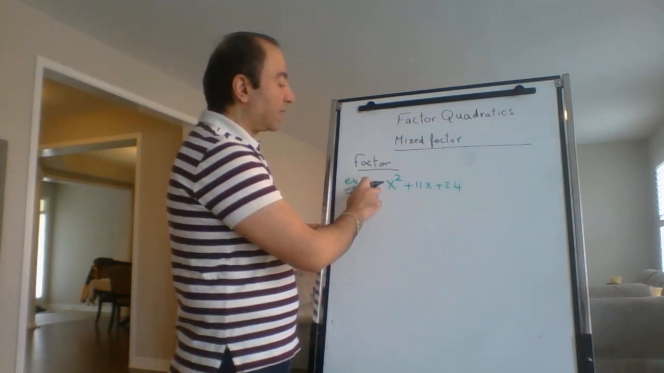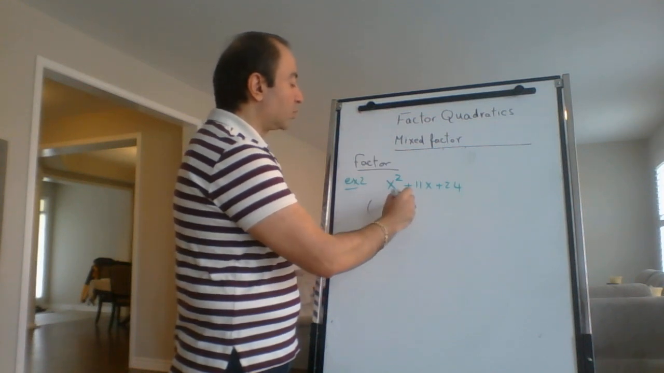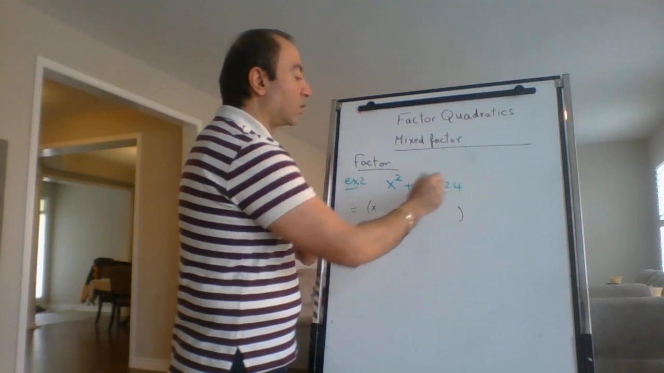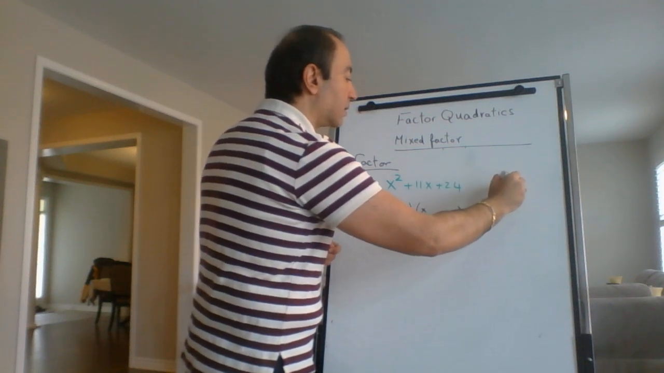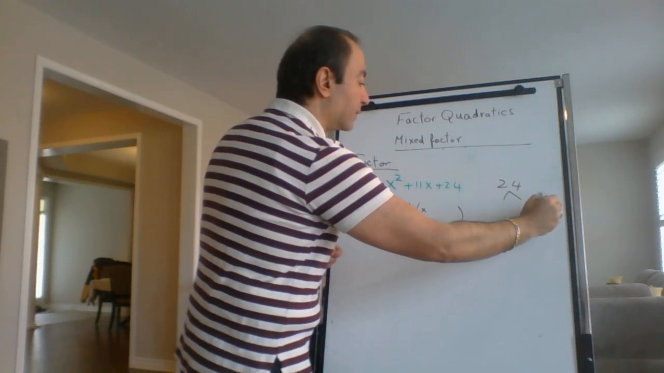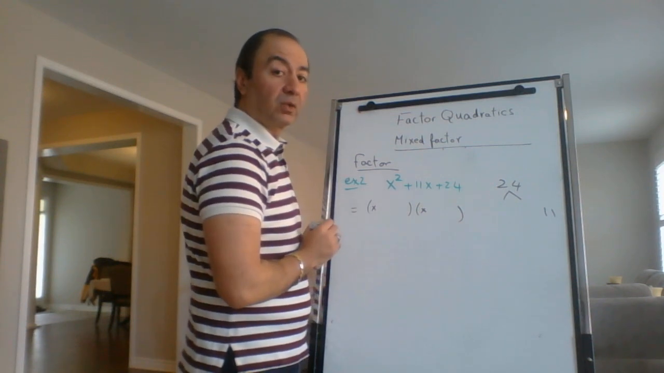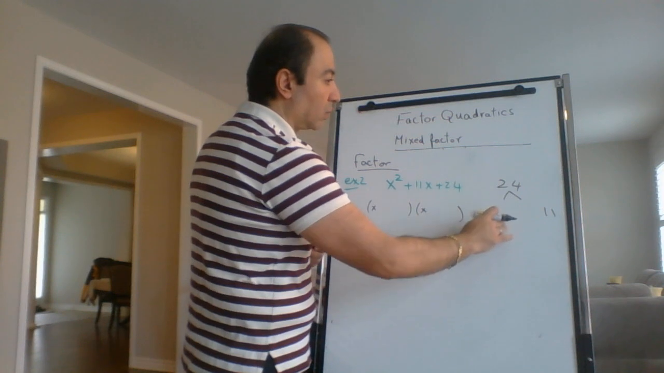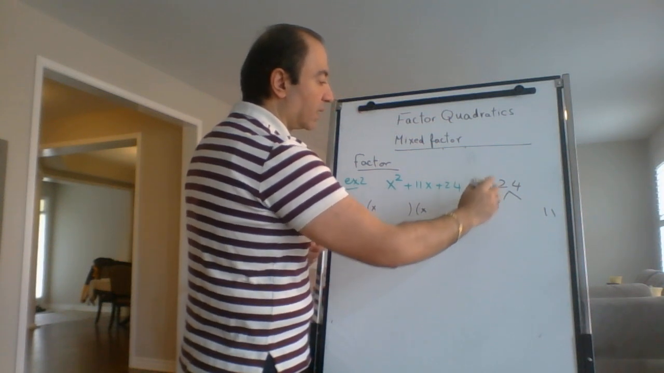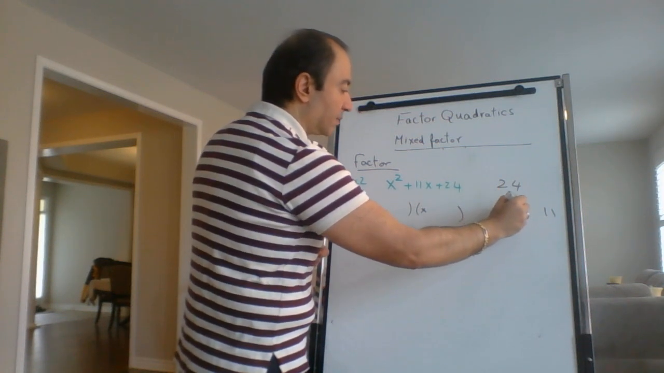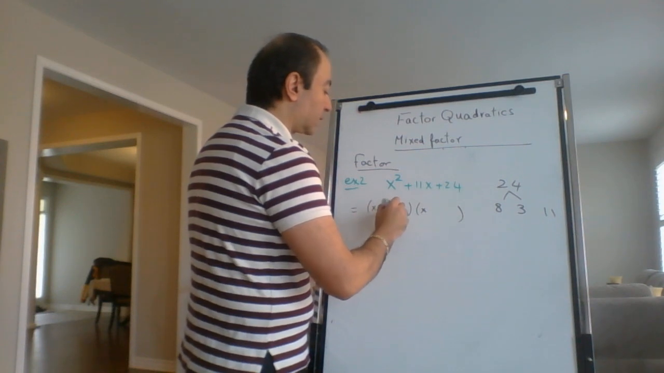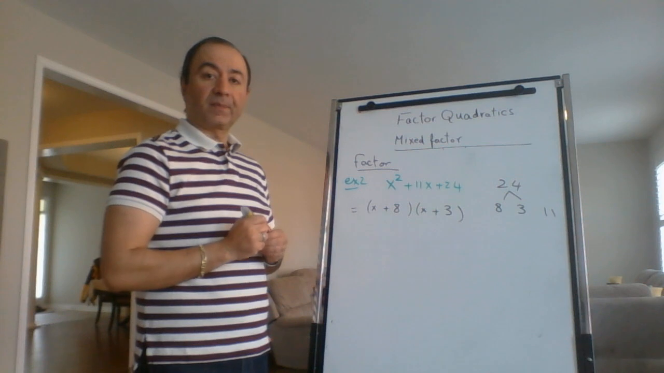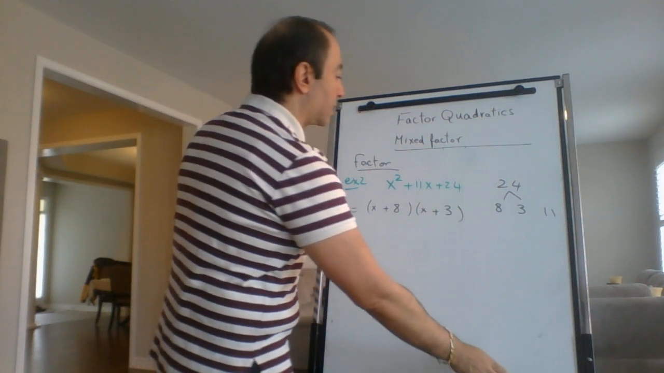Okay, not a perfect square. Is A 1? Yes. So right away, we open two brackets. We put x and x. We think of two numbers multiplied to C and add to B. What are the two numbers that multiply to 24 and at the same time add to 11? If you don't know, list all the factors, but it is clear that it will be 8 times 3. So we put plus 8, plus 3, and we are done with the factoring. Okay? This is example 2.